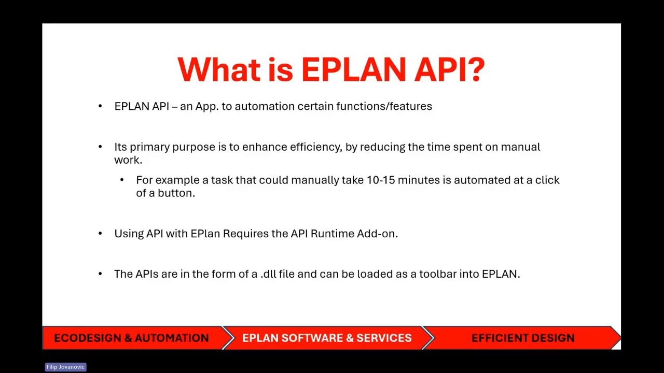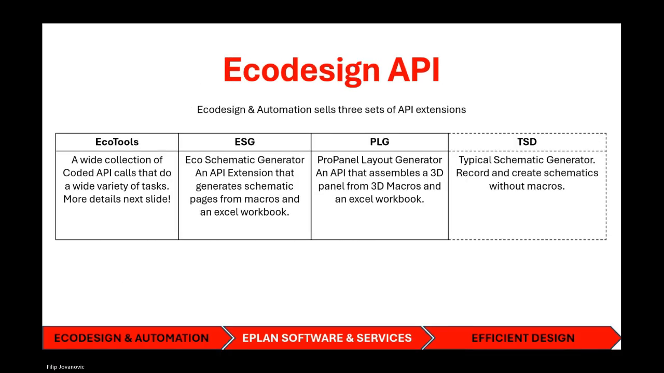Using APIs in ePlan requires the API runtime add-on on your license, and the APIs are stored inside a DLL file that you can load into ePlan. At EcoDesign, we sell 3 APIs. The first one is EcoTools, which is a wide collection of different API programs. More details on the next slide.